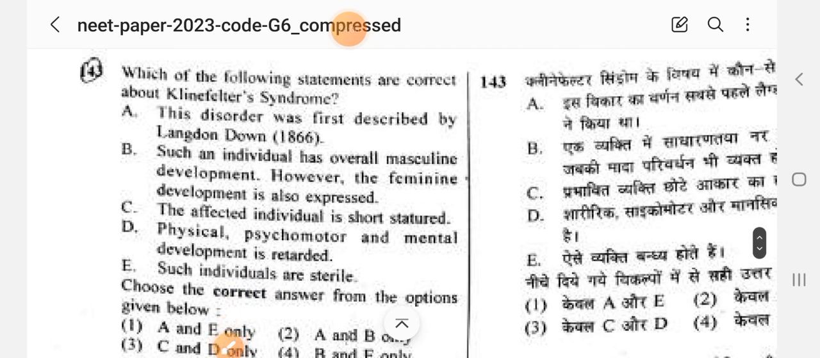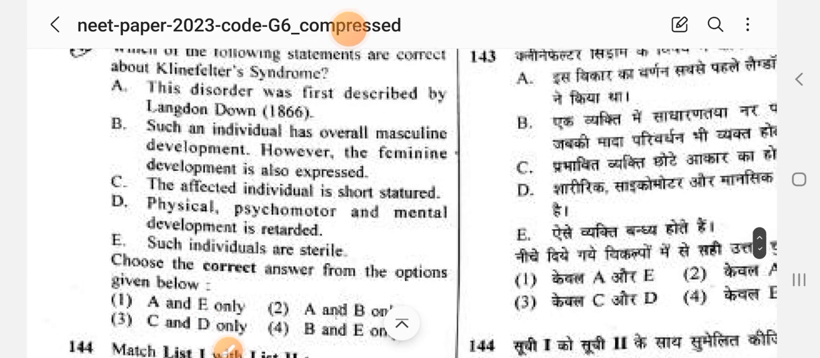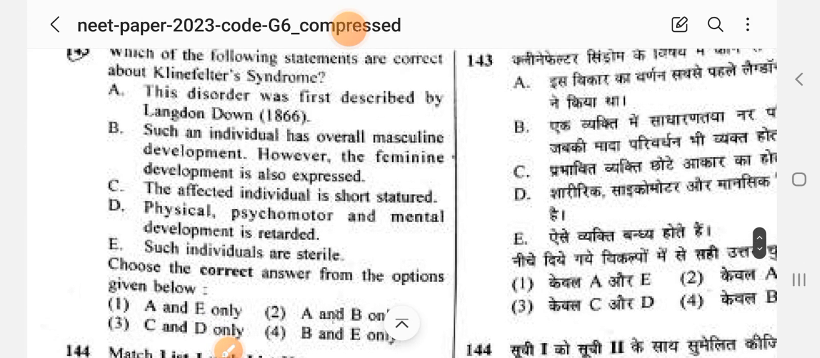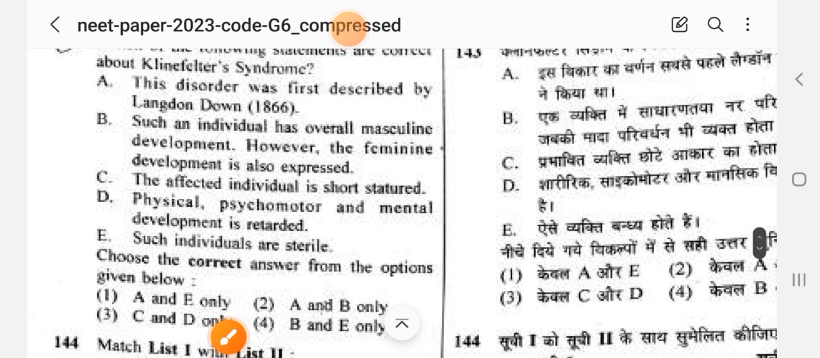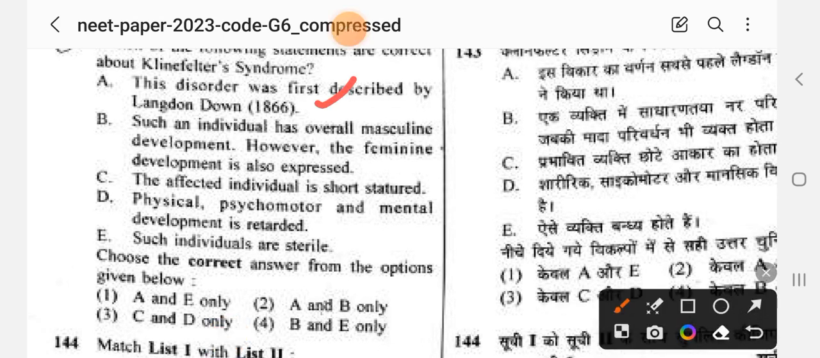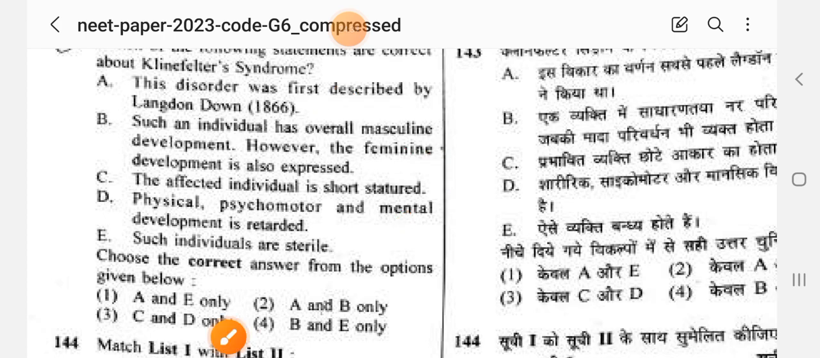Which of the following statements are correct about Klinefelter syndrome? Such an organism has overall masculine development, however feminine features are also present. ये सही है. And the effect in the sort, no. Physical, psychomotor and mental development is retarded, sterile. This is B and E. So the answer is fourth one, 4.